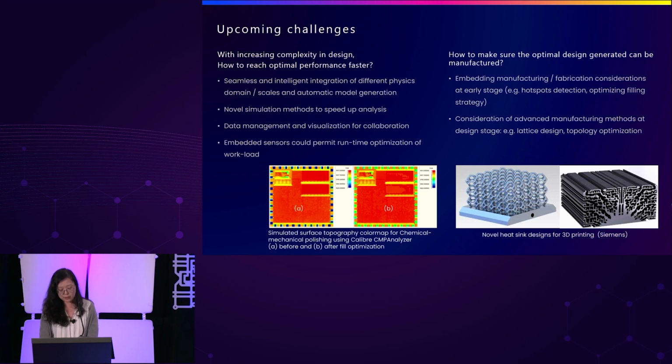On the other side, we can also think about the design freedom that could be provided by different types of manufacturing methods. For example, we can start thinking about how we can integrate things like lattice design as a heatsink to increase the surface area for heat dissipation, or even use techniques like topology optimization to generate a heatsink that could be additively manufactured. And with that, I would like to conclude my talk and thank you for your attention.